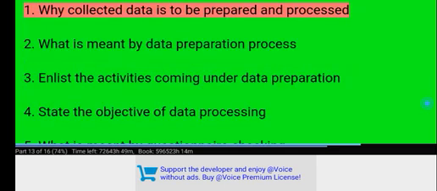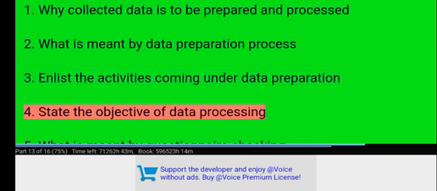Review questions. 1. Why collected data is to be prepared and processed? 2. What is meant by data preparation process? 3. Enlist the activities coming under data preparation. 4. State the objective of data processing.